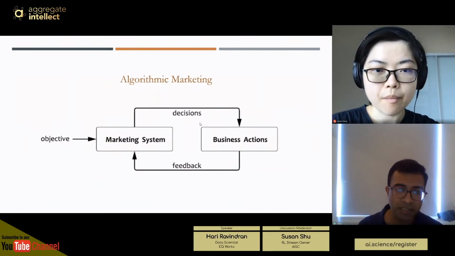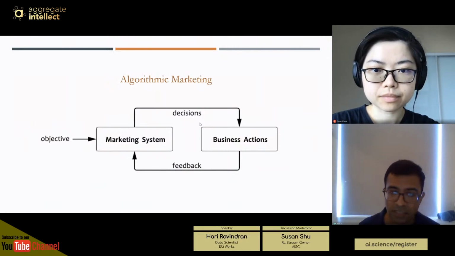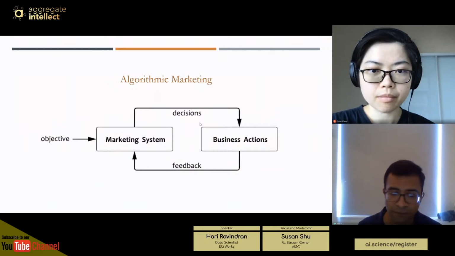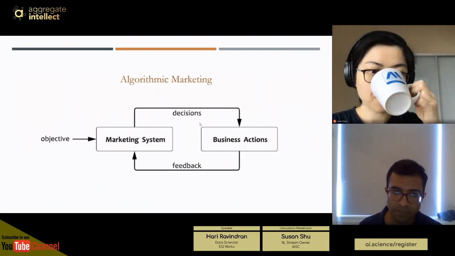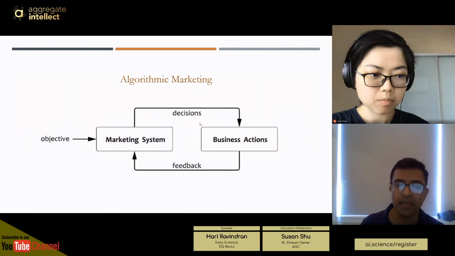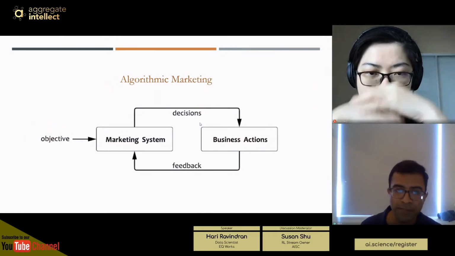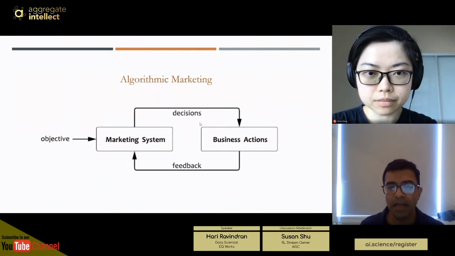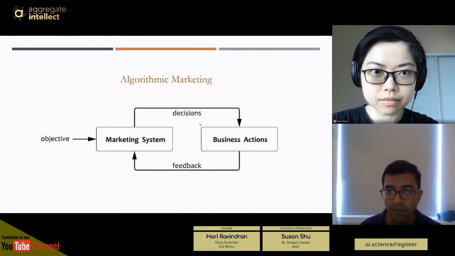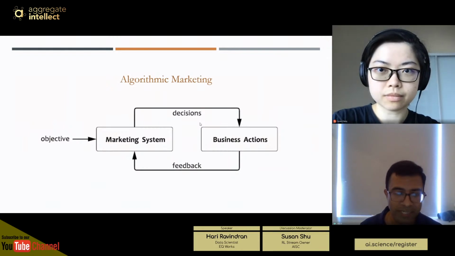Well, what we have here is the business. We have a business objective. It could be something like increasing ROI, increasing sales. This business objective is fed into a marketing system. Now, what I want to emphasize here is that this marketing system isn't some monolithic entity. It isn't some program that resides in a server. It could be a team of people, or it could be multiple teams of people. It really depends upon the kind of structure you have in that retail or commercial organization.